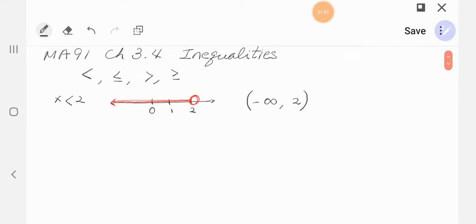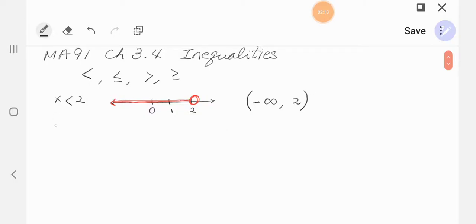Interval notation means there are two values, the left and the right value. The leftmost value is negative infinity. The rightmost value is 2, but since 2 is not included, we use a parenthesis. Parenthesis means not included.